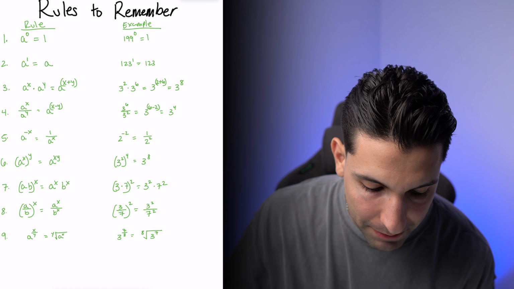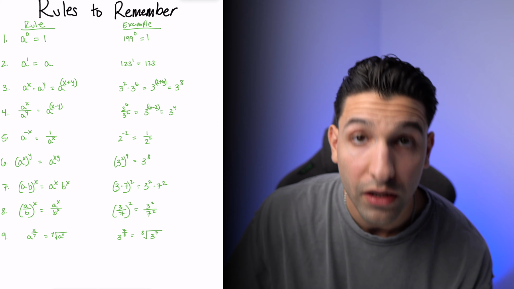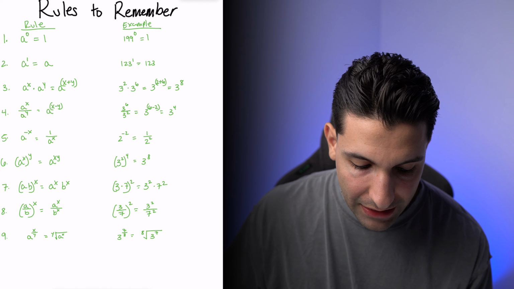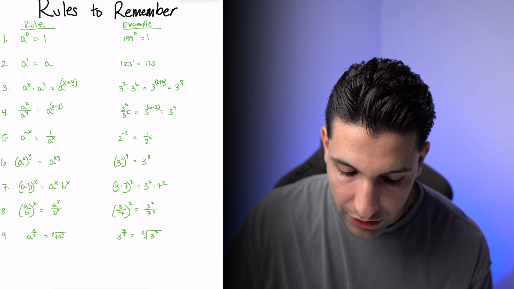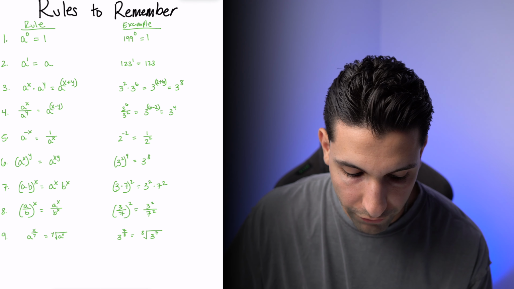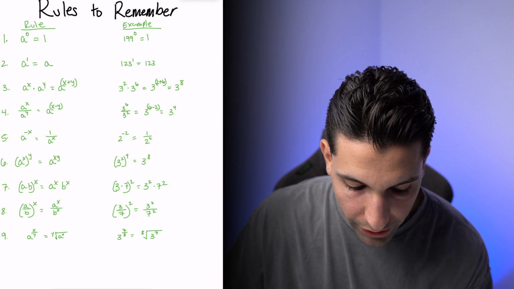Rule 3, a to the x times a to the y equals a to the x plus y. So 3 squared times 3 to the 6th is just 3 to the 6 plus 2, so 3 to the 8th power. Number 4, a to the x over a to the y is just a to the x minus y. So 3 to the 6th over 3 to the 2nd just equals 3 to the 6th minus 2, which equals 3 to the 4th.